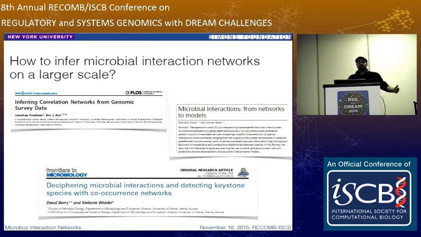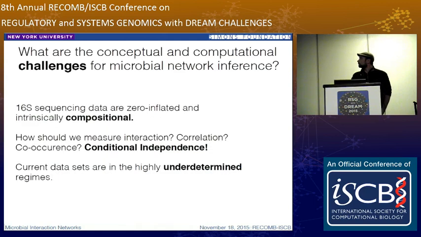So from the 16S large-scale data, there were a couple of methods that were put forward in the past couple of years, and we contributed to this. So the idea is really to learn interactions just from the 16S sequencing alone. Okay, what are the challenges for that? So we know the 16S sequencing data that we have are intrinsically compositional, so they are not uncorrelated with each other. And then the question is, how should we measure interaction on a large scale? You could use correlation. What we do is conditional independence, or partial correlation.